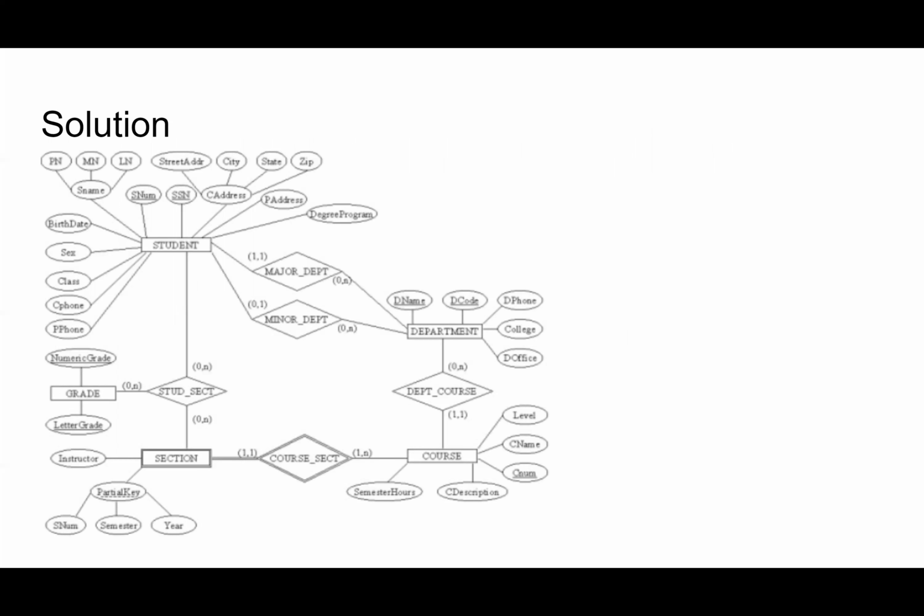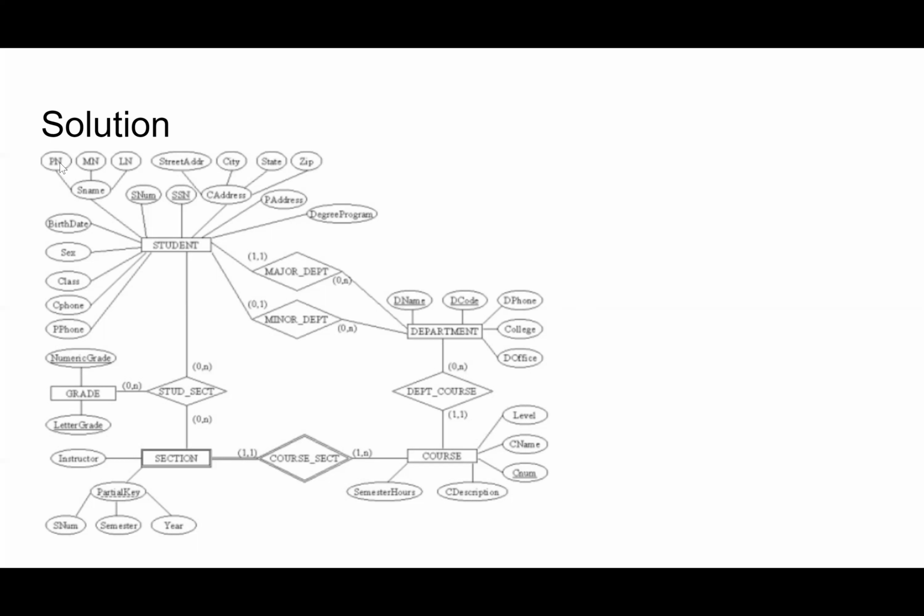This is the solution to the problem. We can go through this and work out how each part of this was created. So we have the student entity, which has a unique student number and a unique social security number. We also have a value for the current address, which is a composite attribute. It consists of a street address, a city, a state, and a zip.